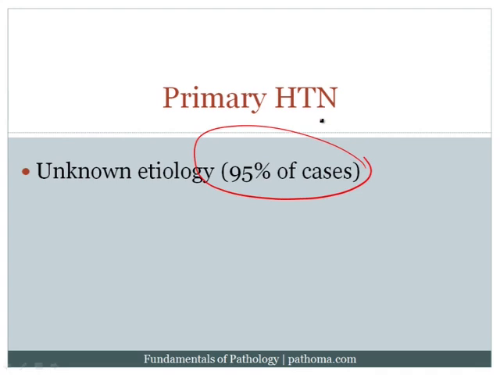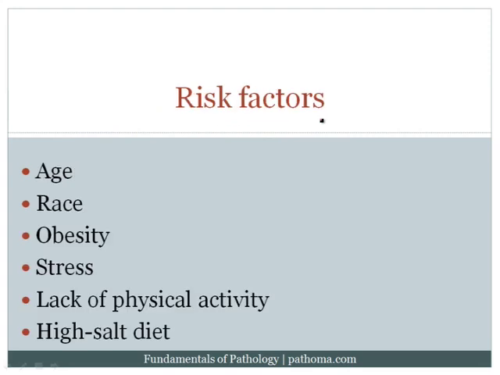And because we don't understand the etiology, the only thing we can really talk about are the risk factors. There are some specific risk factors related to primary hypertension. For example, age is an important risk factor. As people age, hypertension becomes much more prevalent within the society. Race is also an important risk factor. There's a much higher risk in African Americans, and a relatively lower risk in Asians. Obesity obviously is a risk factor. We're all well aware of that. Stress is thought to be a risk factor, lack of physical activity, and a high salt diet.